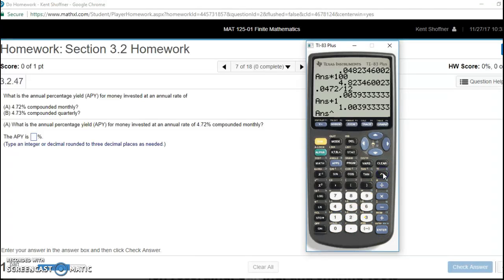And then you have to raise it to how many times it's compounded in 1 year. So it's compounded monthly, so it's 12 times in 1 year. Hit enter, you get your answer. You subtract 1, hit enter, and then times it by 100%. You get your answer.